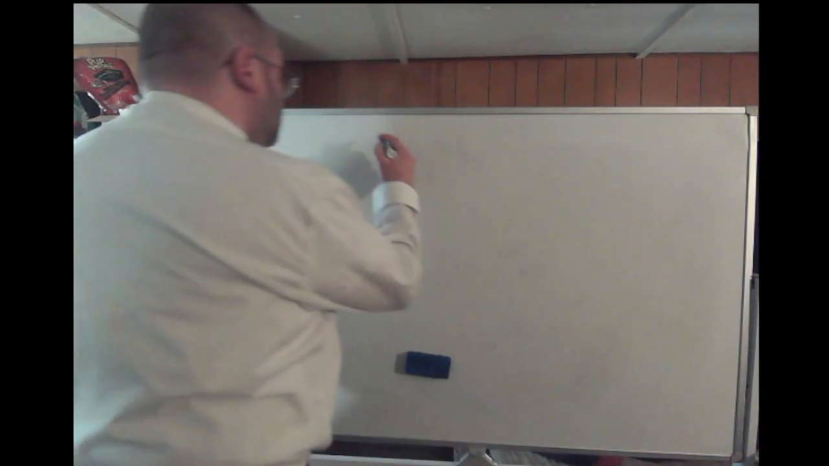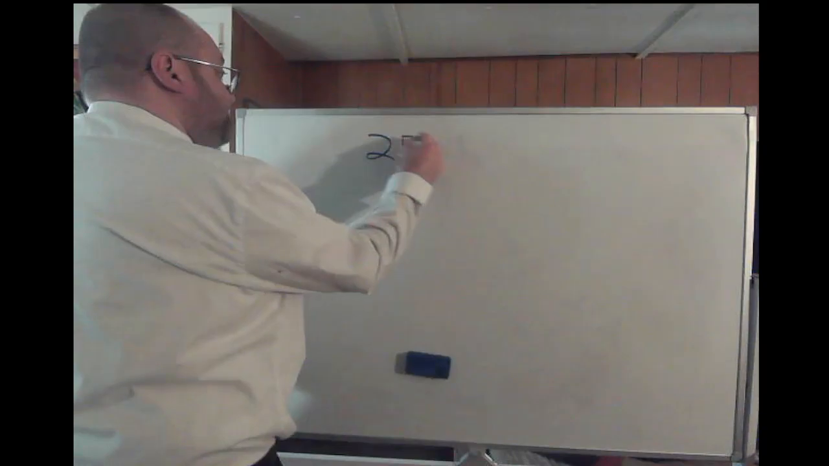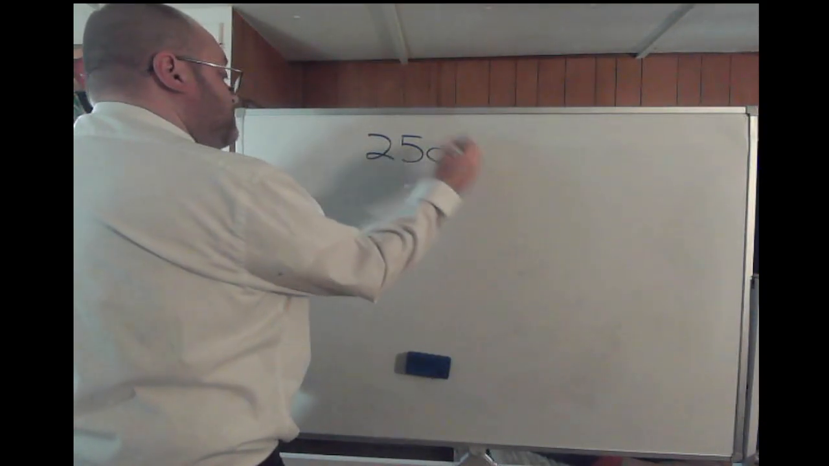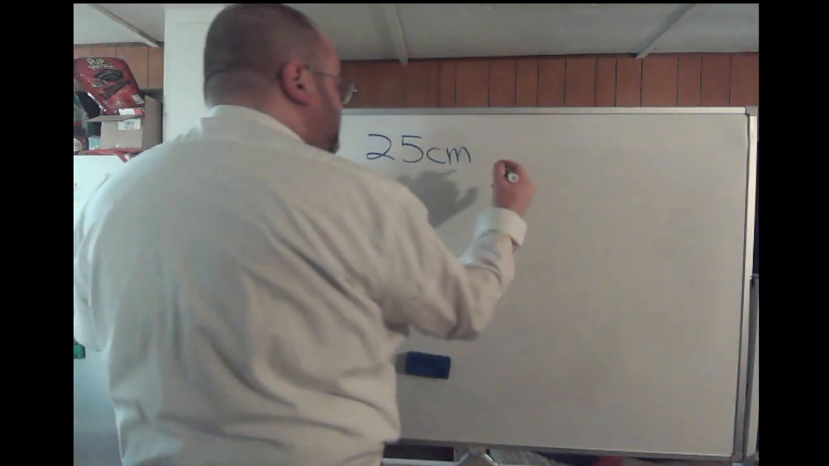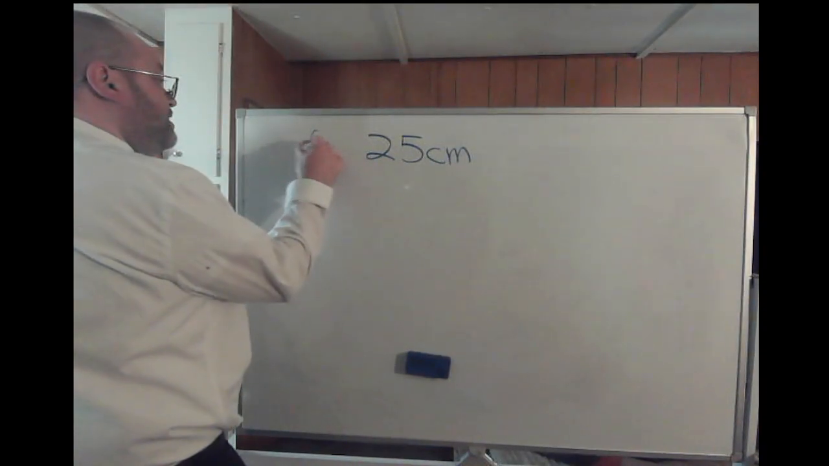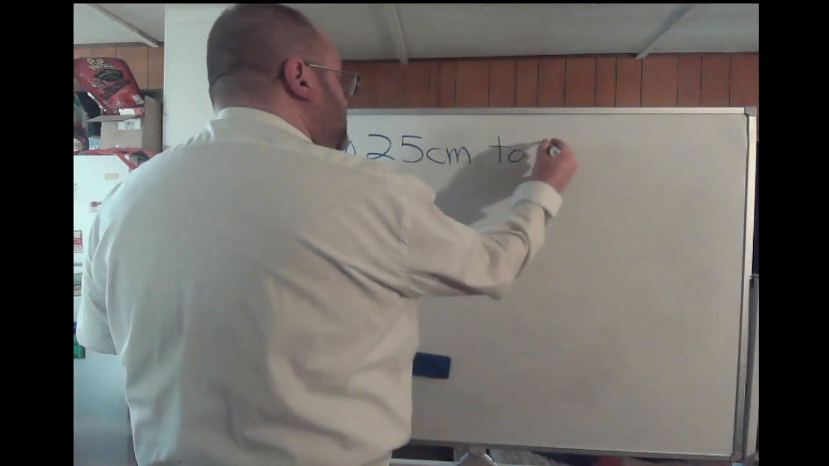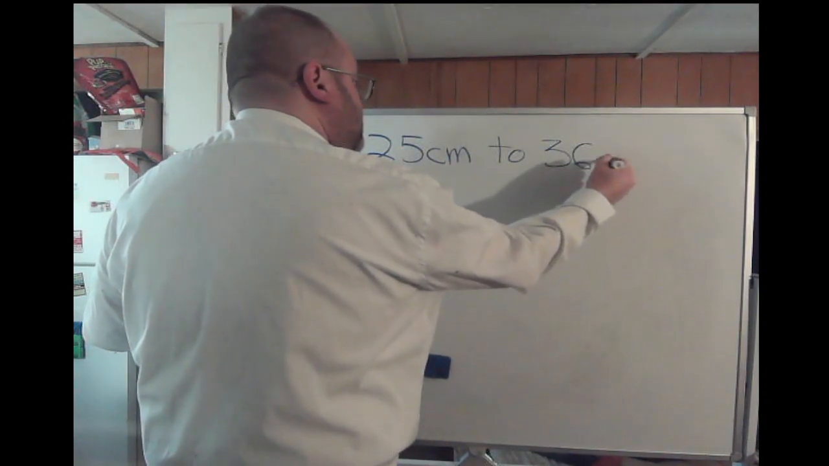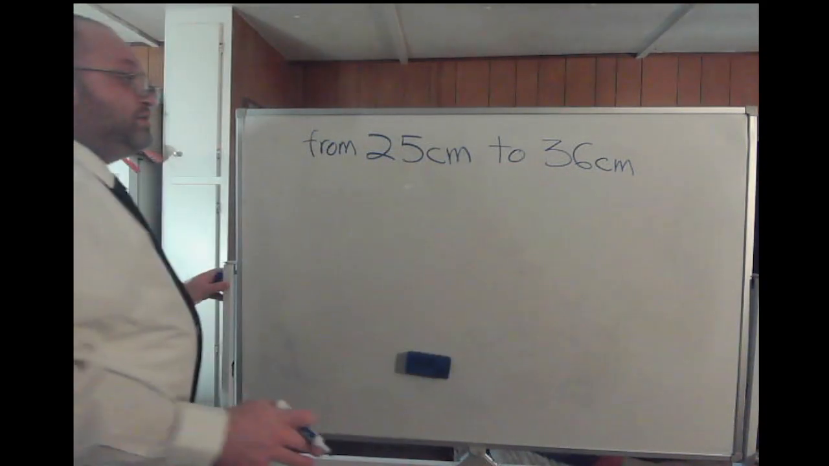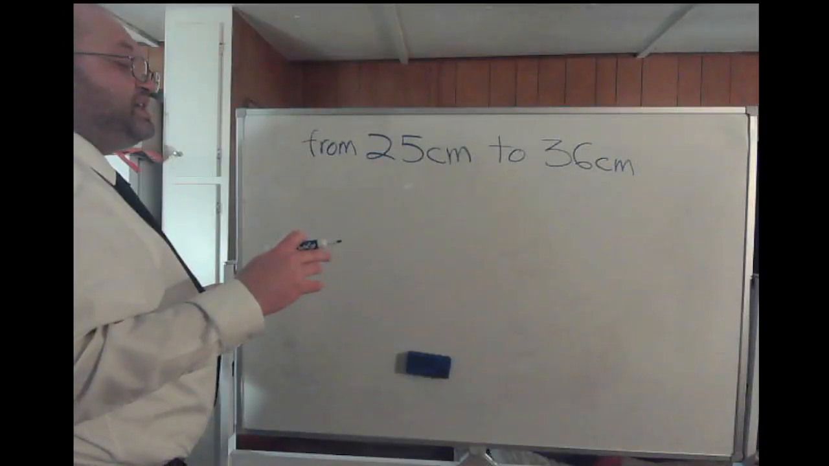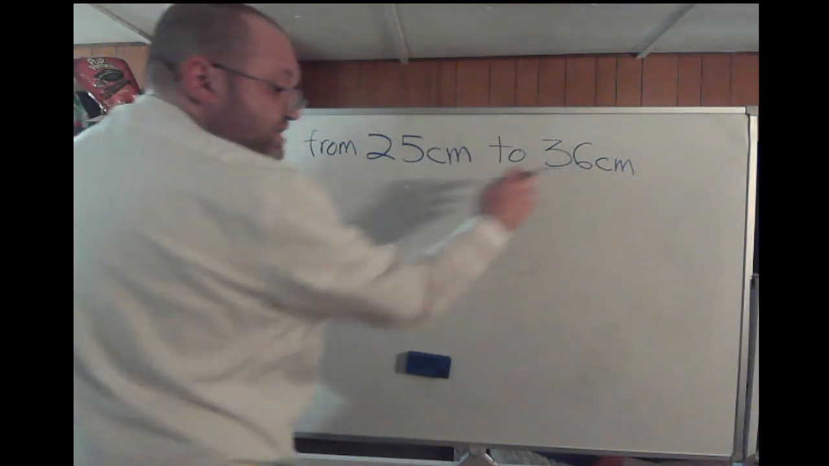So let's say we have an object that's 25 centimeters. We're going to go from 25 centimeters to 36 centimeters. Suddenly it grows to 36 centimeters. We want to figure out how many percent that's changed from the original 25 centimeters to 36 centimeters.